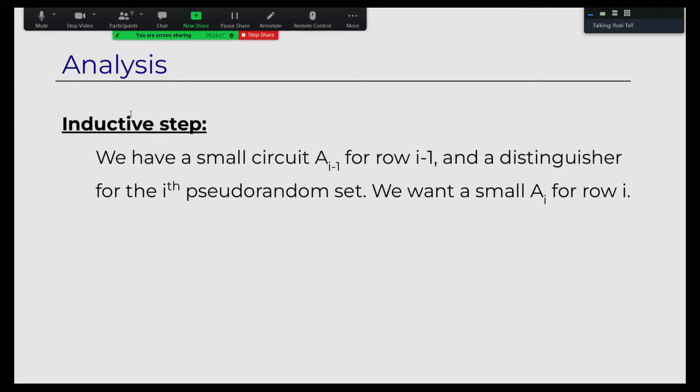And for the inductive step, it's the same old idea. We have a circuit for the first row, and we have a distinguisher for the second row. And we want a small circuit for the second row. Why do we have a distinguisher for the second row? Well, we are doing derandomization with one-sided error. So the circuit avoided all of R sub C. It is 0 on the entire pseudo-random set. And in particular, it is 0 on the second subset.